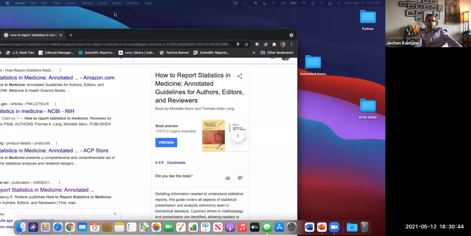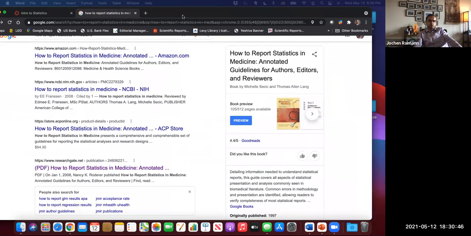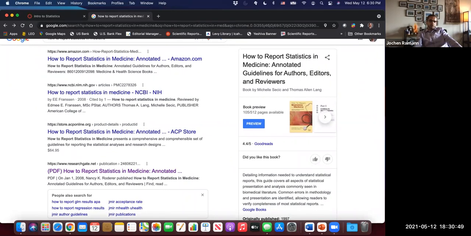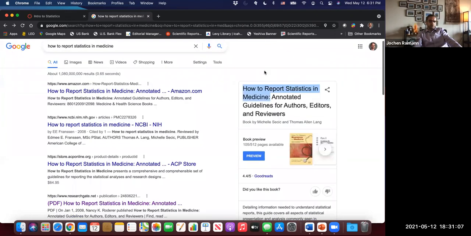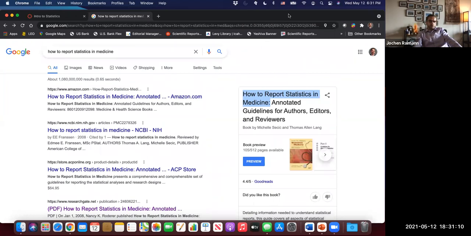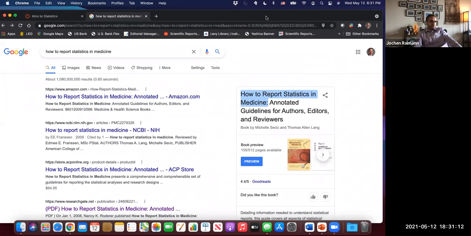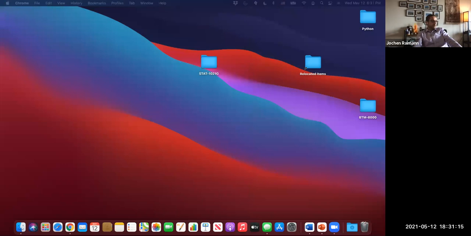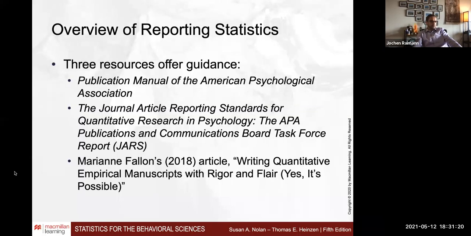What I wanted to note from my own experience is a very good book that also allows you to learn and to review how to report statistics. And this is specifically for medicine, but I think this is generally applicable to various other fields and specialties. So this would be How to Report Statistics in Medicine: Annotated Guidelines for Authors, Editors, and Reviewers. So this is easy to find, and it's considerably cost-effective, I think. Good. So these are what I wanted to show you.